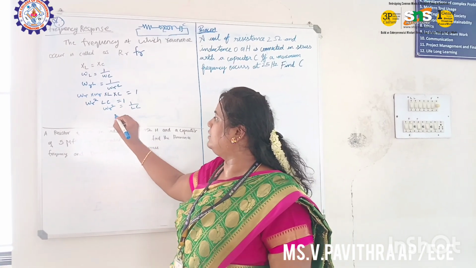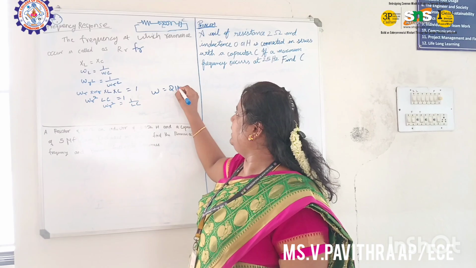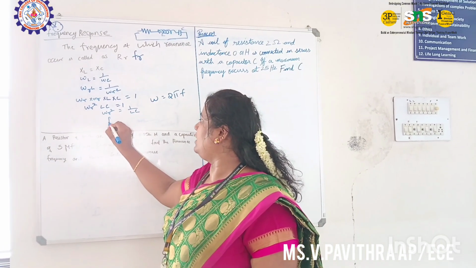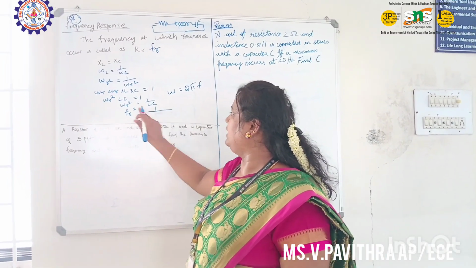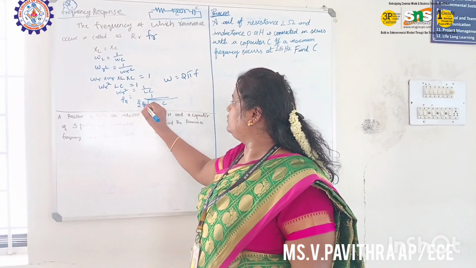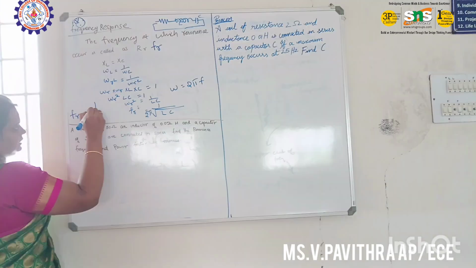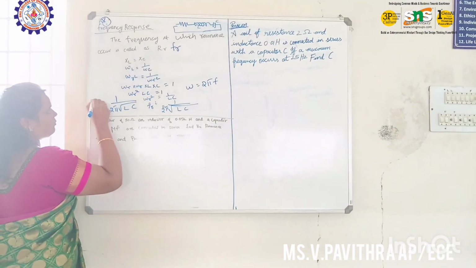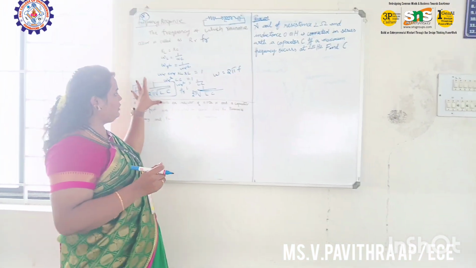Now this omega is nothing but 2 pi F, okay. So omega R becomes 2 pi FR, and FR is equal to 1 divided by 2 pi root of LC. So FR is equal to 1 divided by 2 pi root LC. That is the formula for the resonance frequency. Okay, that is the formula.